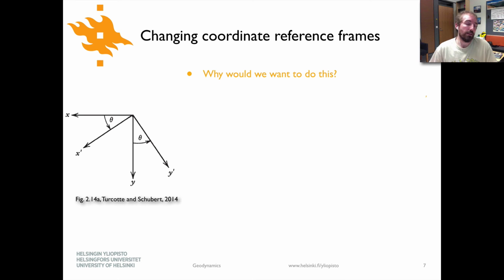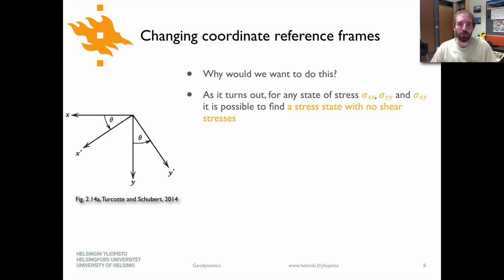Okay, let's think now about why it is we might want to rotate our coordinate system. Why would we want to change our reference frame? Well, it turns out that for any state of stress, sigma xx, sigma yy, and sigma xy, it's possible to rotate your coordinate system in such a way that the shear stresses go away. In other words, the shear stress goes to zero and there is no shear stress, only the two normal stresses.